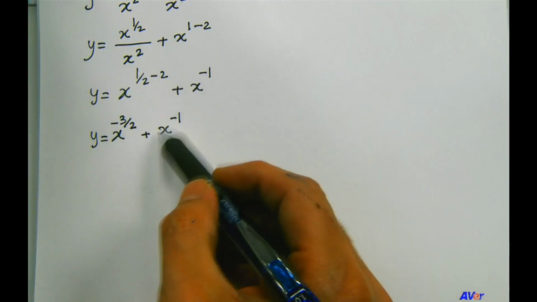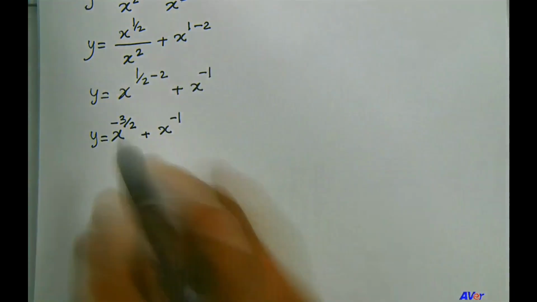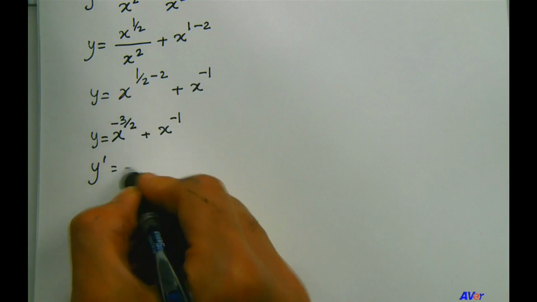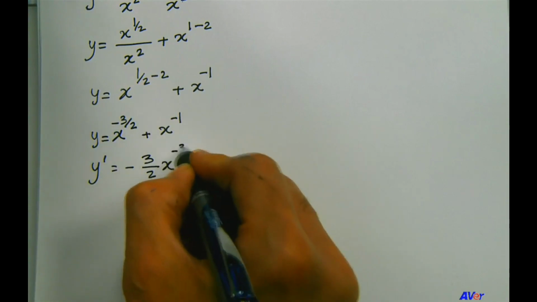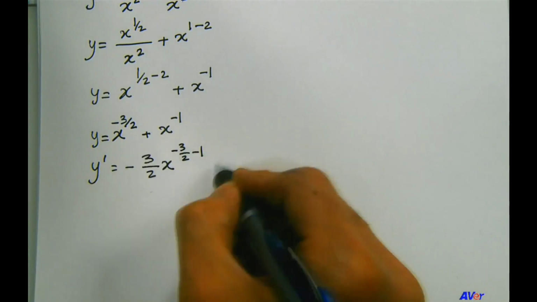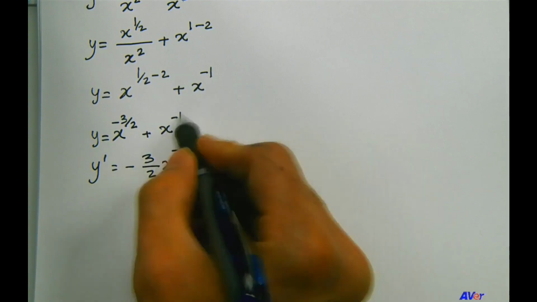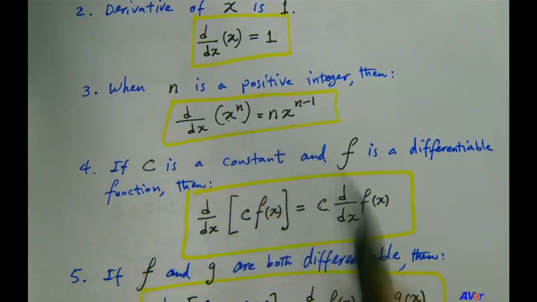Why? Because when the function is written in this way, it's easier to apply these techniques that we just learned. Okay, that's why. So then y prime would be just bring this power in front, so minus 3/2 times x, and reduce this power by 1. So minus 3/2 minus 1. Then we have a plus. Then bring this negative 1 in front, multiply it by x, and reduce that power by 1, like that. This is just following that rule that we introduced. We're just applying this rule, number 3.